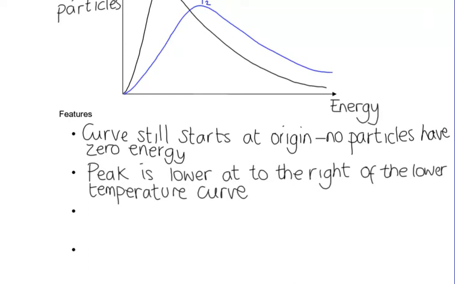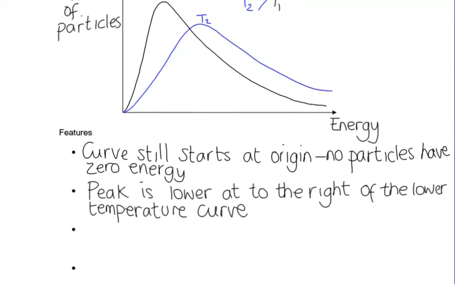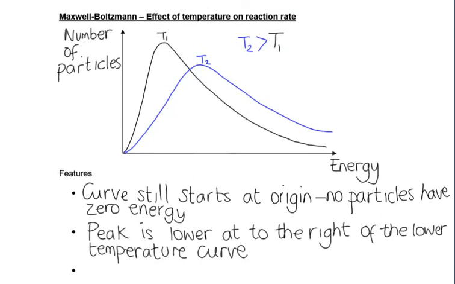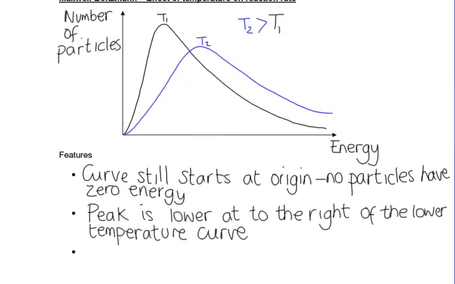Now if you were asked to sketch on there a curve at a lower temperature than our black one, we would have to do the opposite. I'm just going to do this temporarily. We'd have to start and go higher and to the left. Now I'm going to rub that off, but that would be a temperature that was even lower than that first one. So we'd keep going higher and to the left if we were going lower in temperature, and lower and to the right if we were going higher in temperature. So that's our second sort of feature.